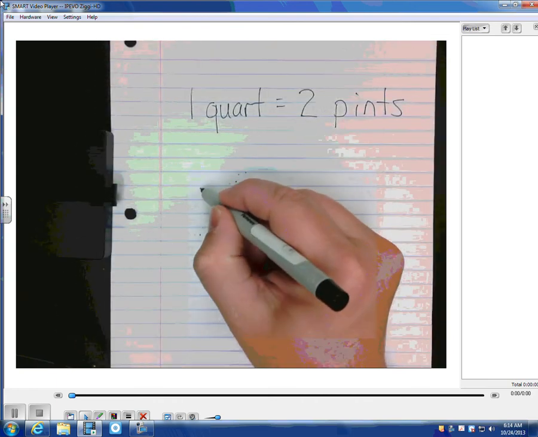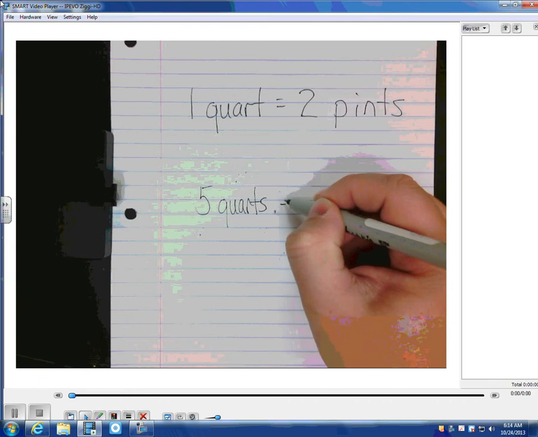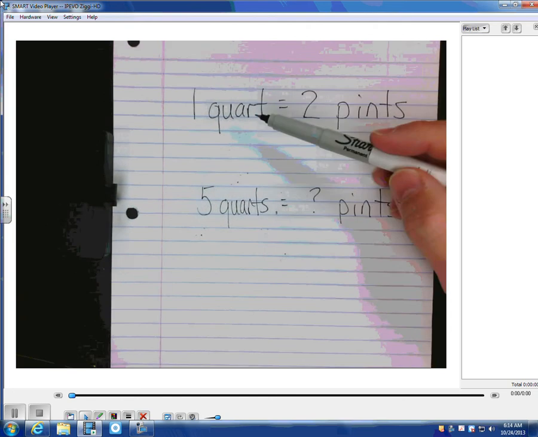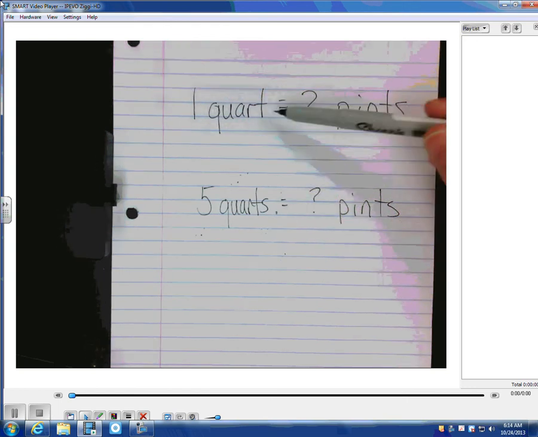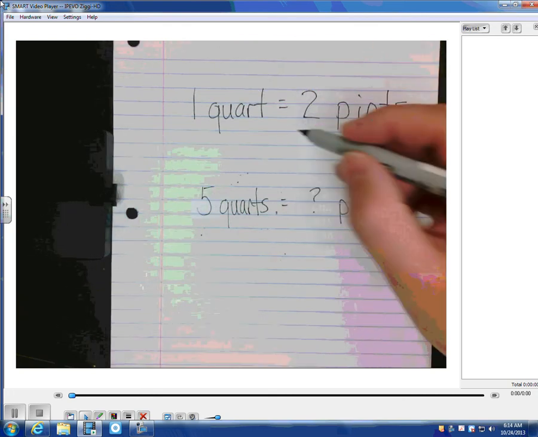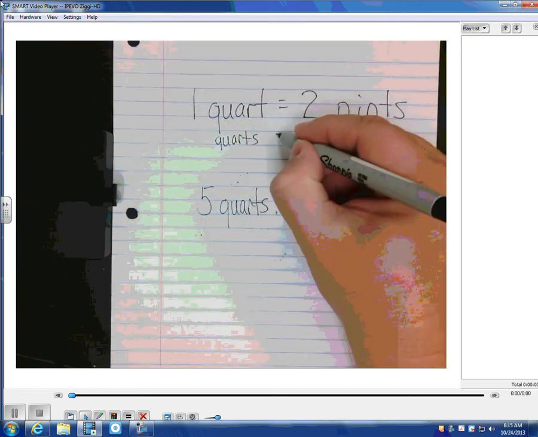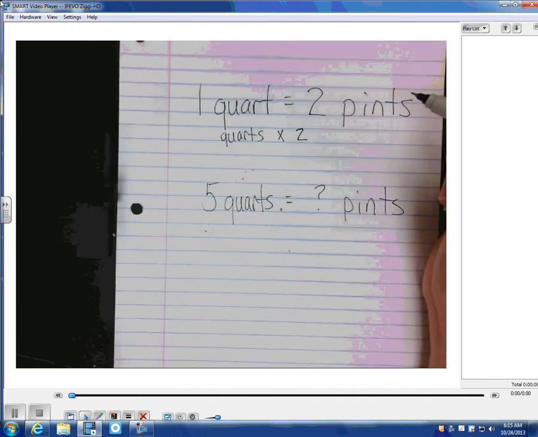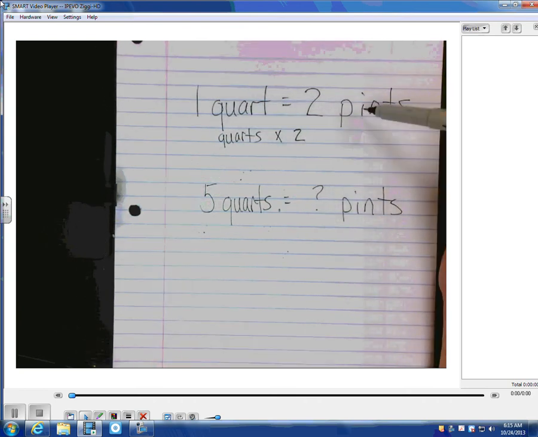Okay? He bought 5 quarts. They want to know how many pints. And you can see up here, 1 quart equals 2 pints. So, no matter how many quarts that you have, you can find out how many pints it is simply by taking your quarts and multiplying it by 2. Okay? So it doesn't matter. So if I have 1 quart, take 1 quart times 2, gives me 2 pints.